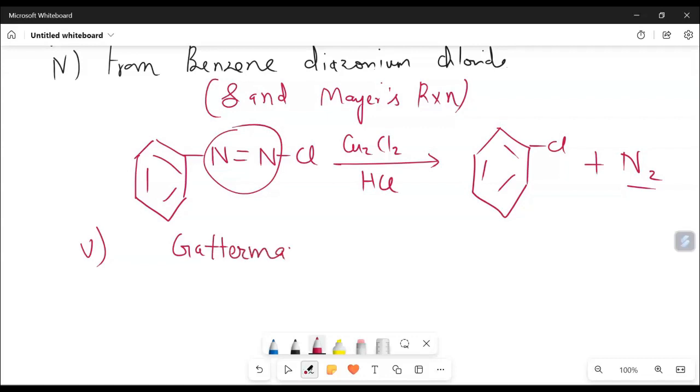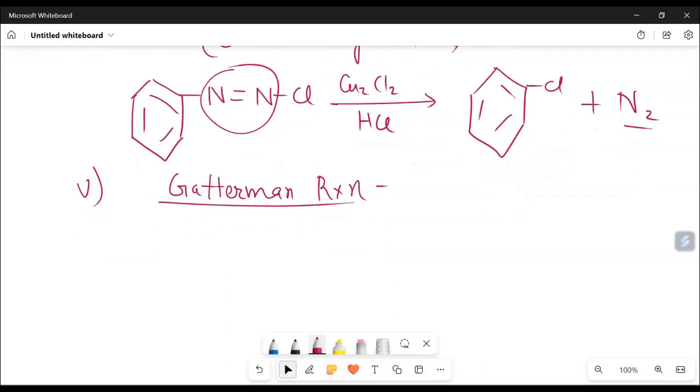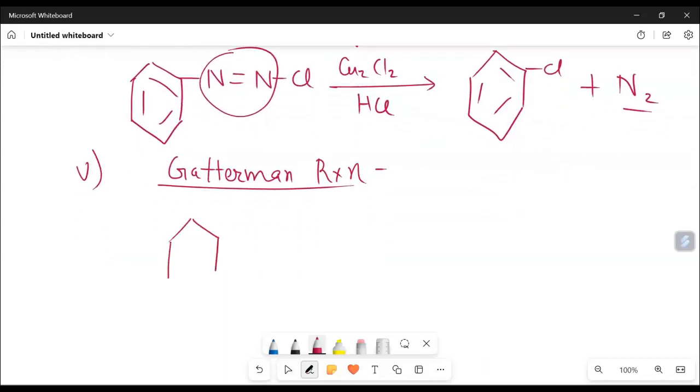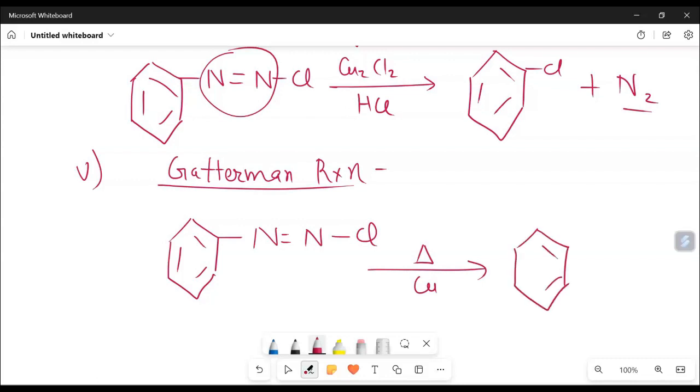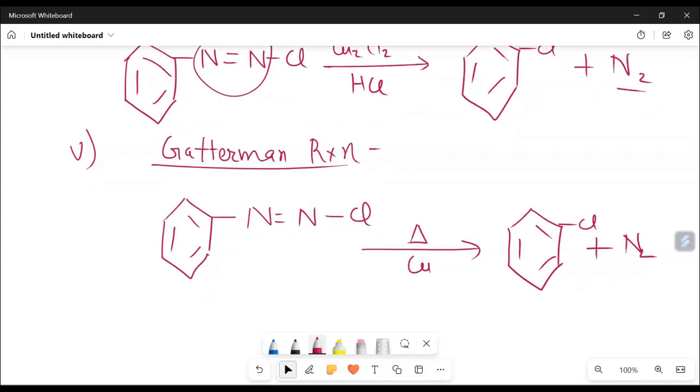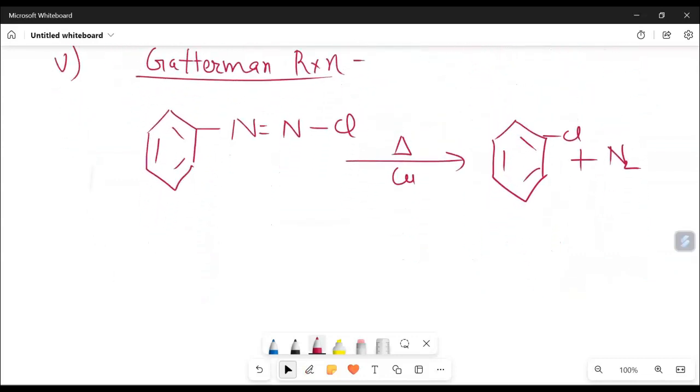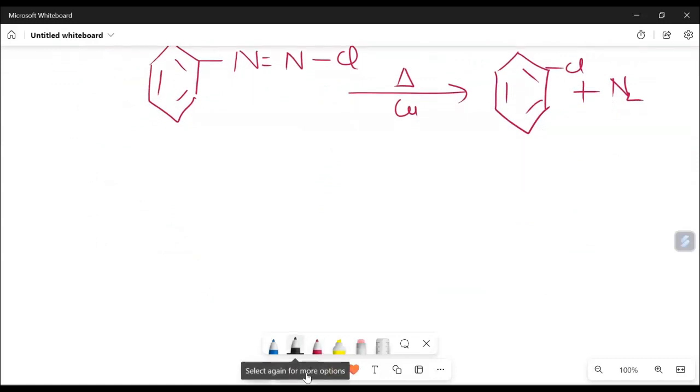The fifth is the Gattermann reaction. After Sandmeyer, we have the Gattermann reaction. In the case of the Gattermann reaction, we have N double bond N Cl, again heated in the presence of Cu. It will form chlorobenzene plus N2 gas removed. So Sandmeyer and Gattermann are the same, only the reagent varies.